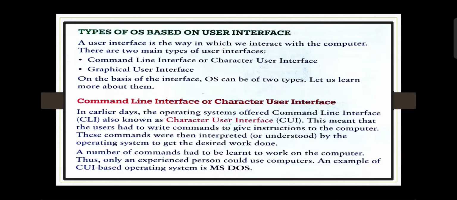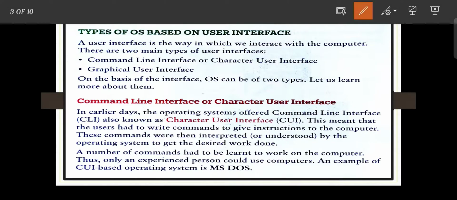So first is types of OS based on user interface. Basically, a user interface is the way in which we interact with the computer. There are two main types of user interface. First is command line interface or character user interface, and second is graphical user interface.